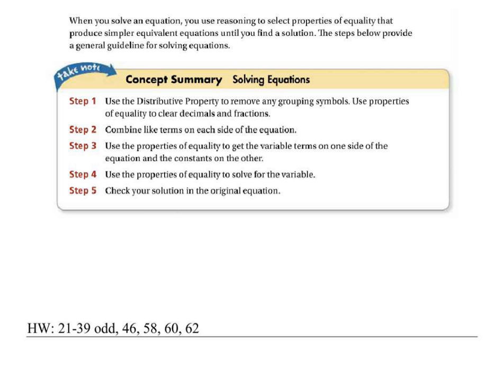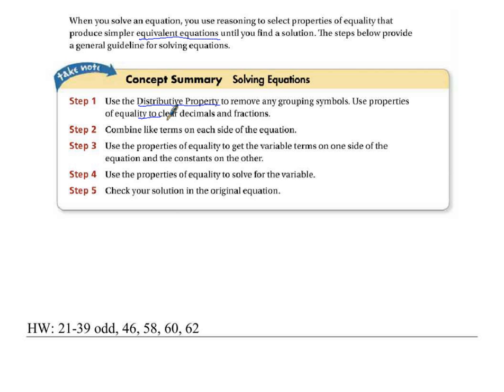This is a little summary of what we've done so far in this entire chapter, sections 1, 2, 3, and 4. When you solve an equation, use reasoning to select the properties of equality that produce simpler, and I used this word earlier today, equivalent equations, until you find a solution. These steps are a guide on how to do that. Step 1, use the distributive property. That's what we're just doing, to remove any grouping symbols.